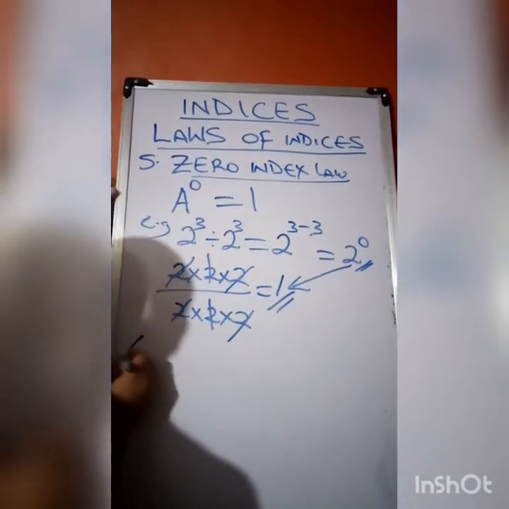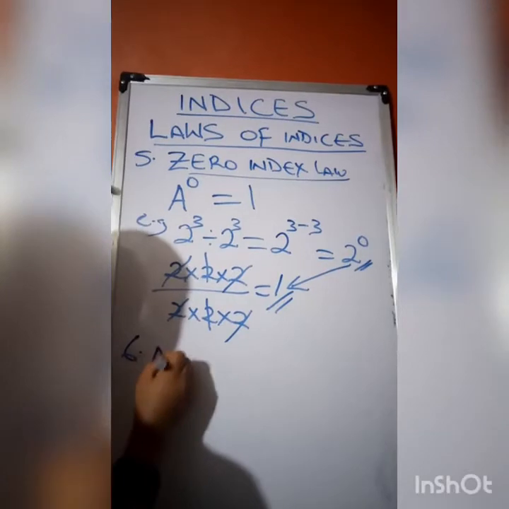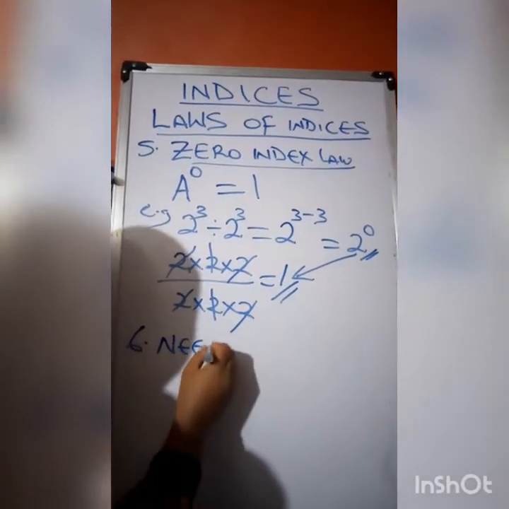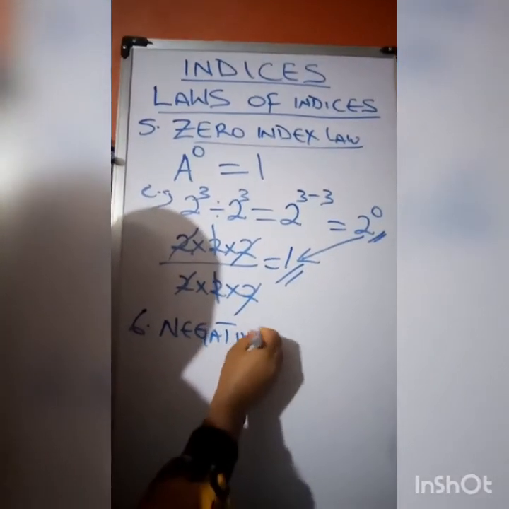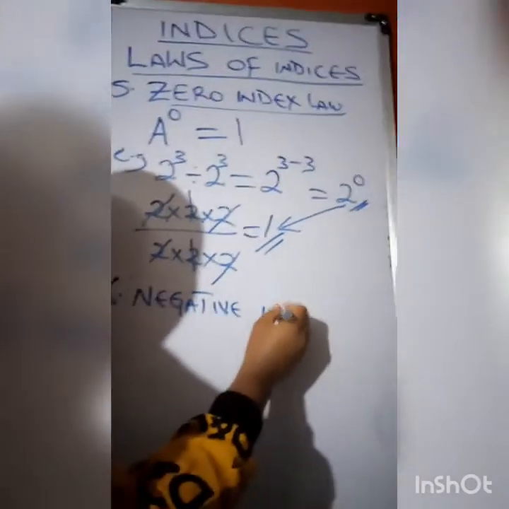Now let's see number 6. Number 6 is the negative index. Negative index law.